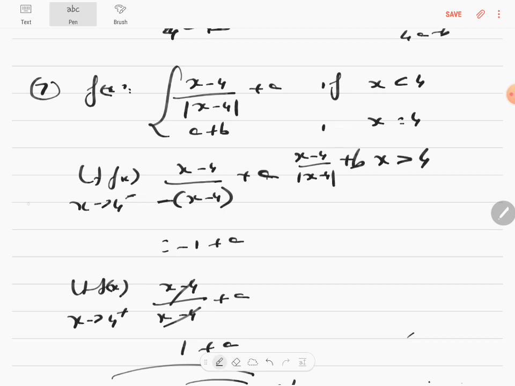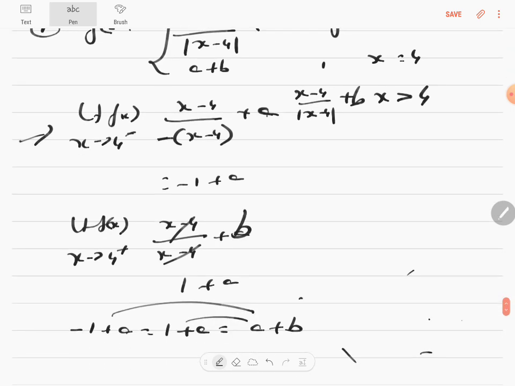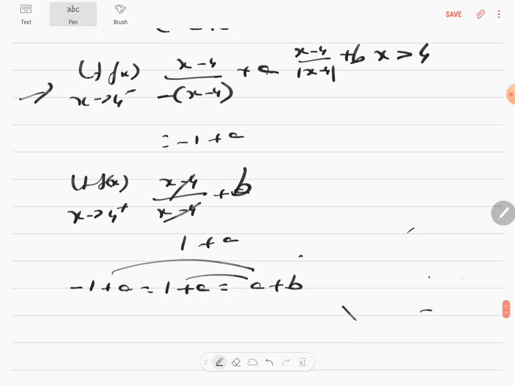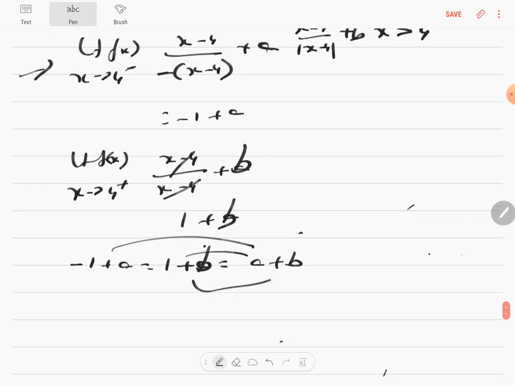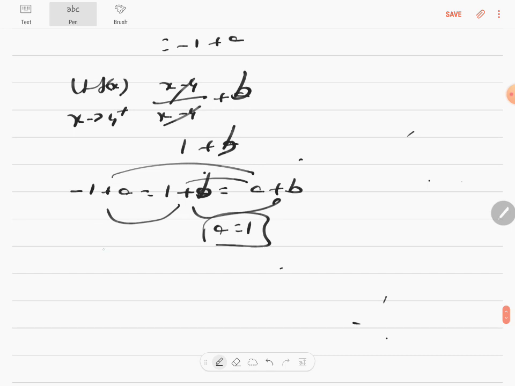So then for the left hand limit you do this, for the right hand limit you write b. So for the right hand limit it should be 1 plus b. Thus equating, now you will get the right answer. Equate this with this, b and b get cancelled, a is equal to 1. Equate this with this. B is already 1, so minus 1 plus a is equal to 2. A is 1 also. So calculation mistake: minus 1 plus 1 is equal to 1 plus b. So 0 is equal to 1 plus b, b is equal to minus 1.